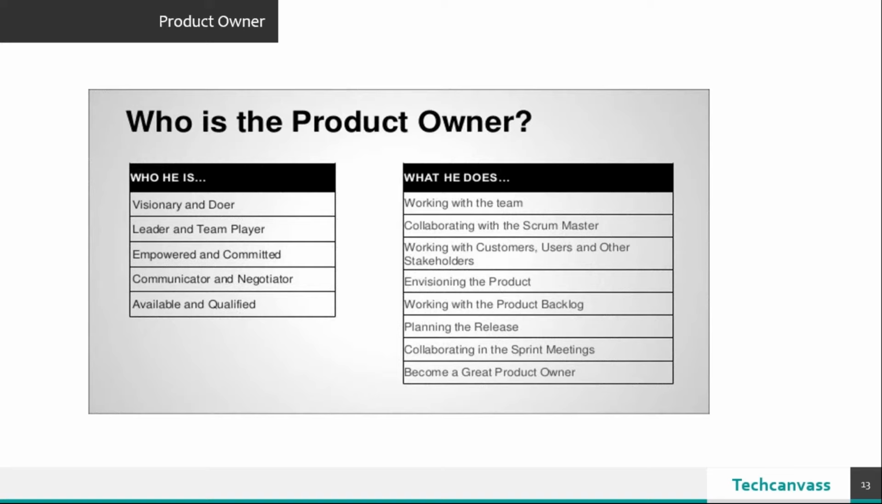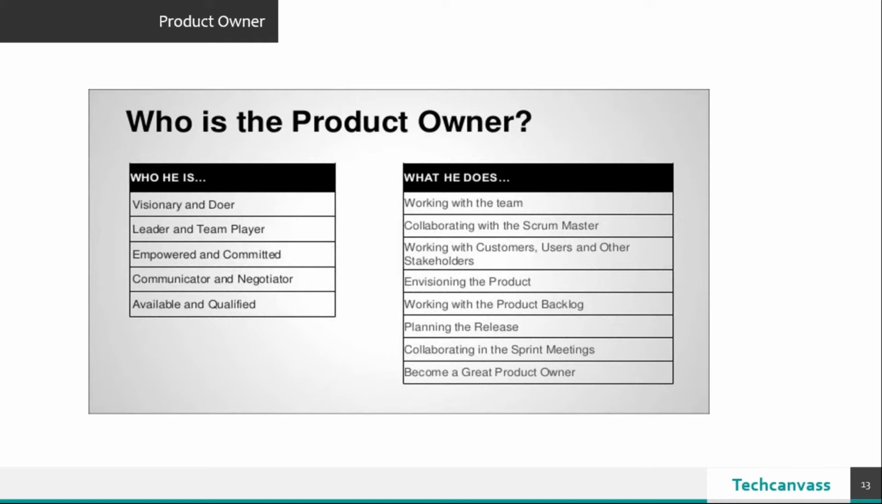And working with the product backlog. The product owner is the person who basically owns the product backlog. So the product owner decides which features need to be there in the product, and which features are more important than the other features. So basically prioritizing the product backlog is what a product owner should do, in collaboration with the business analyst, of course. And eventually planning the releases, like which release would be tagged when.